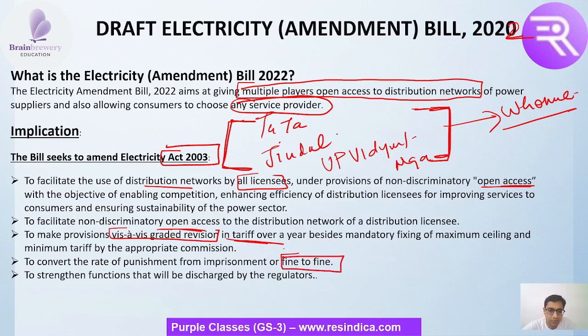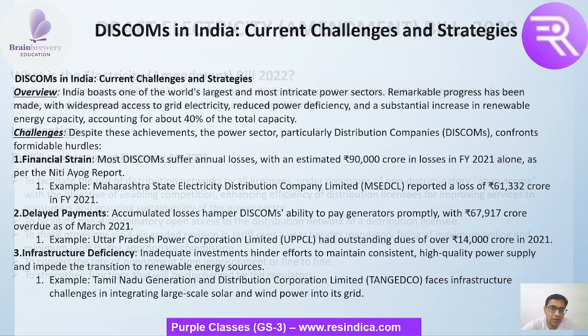Okay, to fine, or fine to fine. Okay, and to strengthen the function that will be discharged by the regulator. So earlier there was an issue that if you were caught stealing you would be jailed and everything, but now they wanted to convert it to a fine. You pay the fine and then you just leave it. So this is what the changes are that are being required to be done in the Electricity Act of 23.